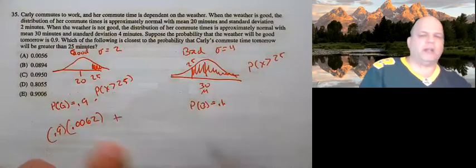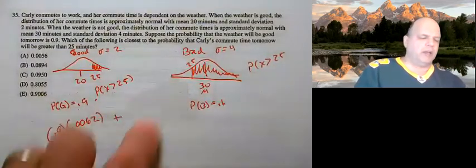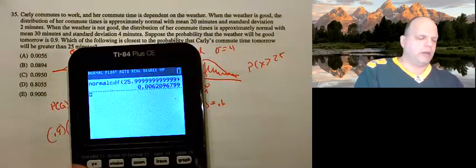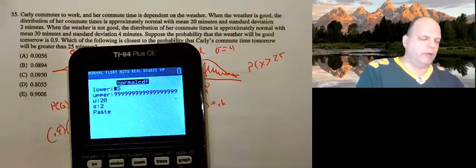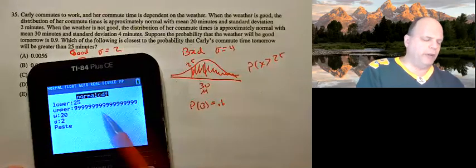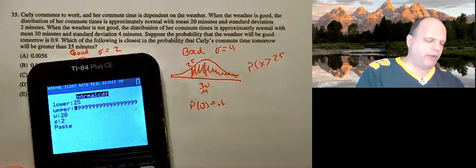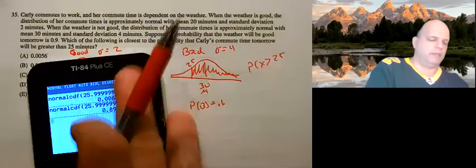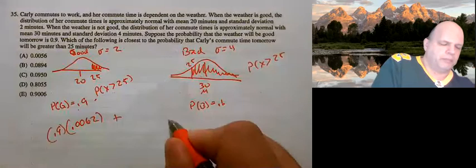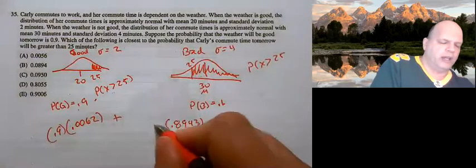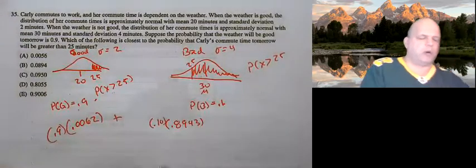But there's a possibility that it's a bad day. So what's the probability of how long it takes us to go that far on a bad day? Well, second VARS, normal CDF, 25 minutes is still my lower bound. That's what I have shaded. My upper bound is infinity. My mean is now 30, and my standard deviation is 4. And I get 0.8943. But there's a 10% chance that that happens tomorrow.